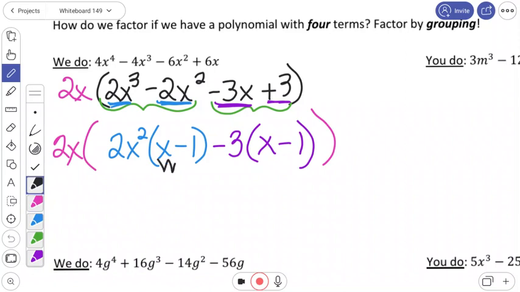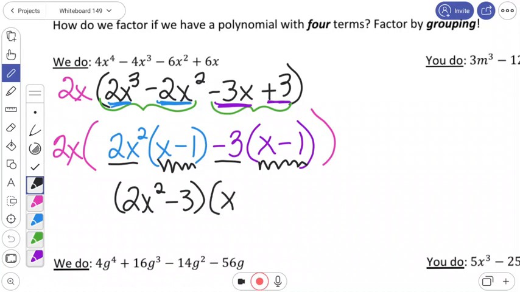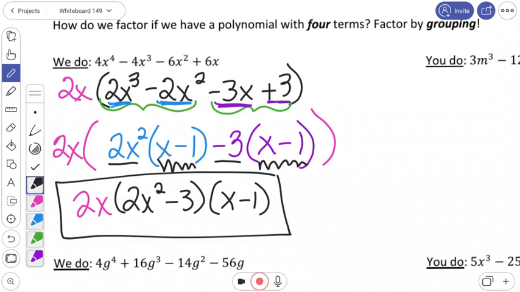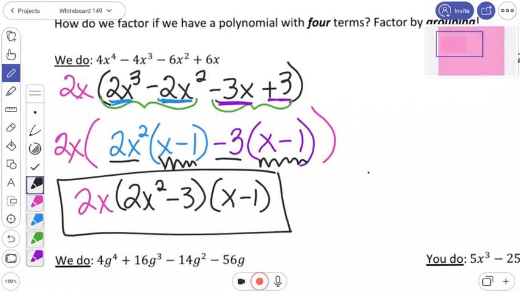Hopefully you see that this x minus 1 and x minus 1 are exactly the same term. And that's what we want to have happen. That makes our life so much easier. That means that both 2x squared and our minus 3 are being multiplied by x minus 1. So if I put 2x squared minus 3 in its own set of parentheses, they're both being multiplied by x minus 1. And then, of course, we just bring down our 2x, and we're done. That's our answer. All right, let's try another one.